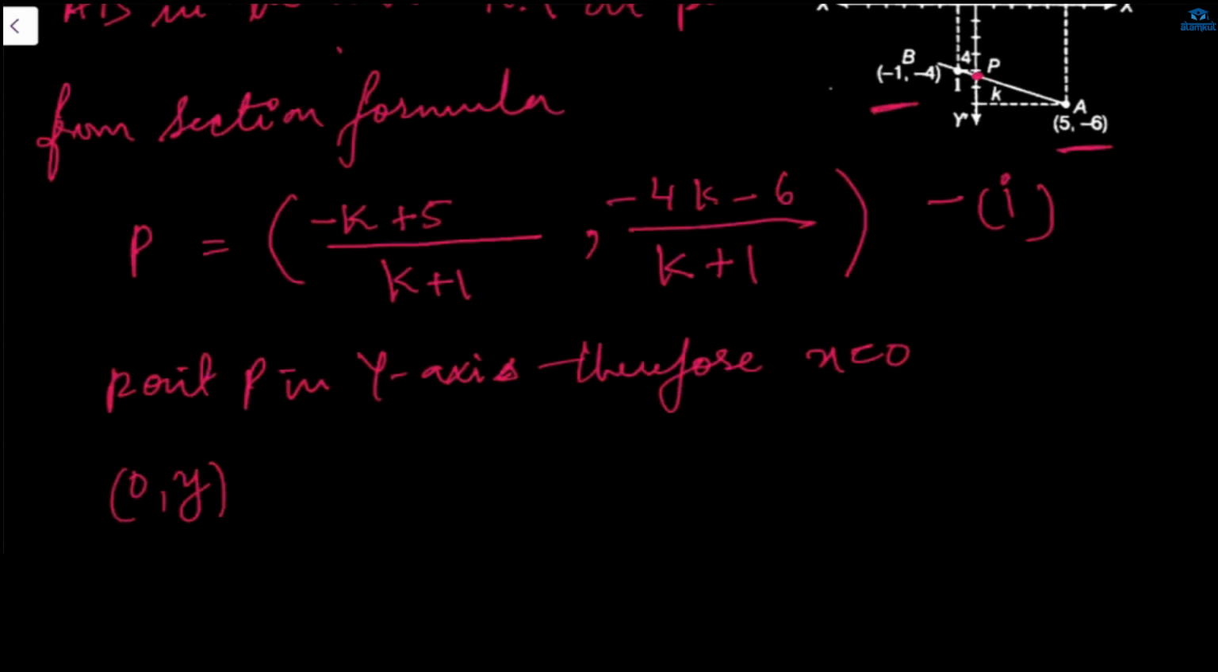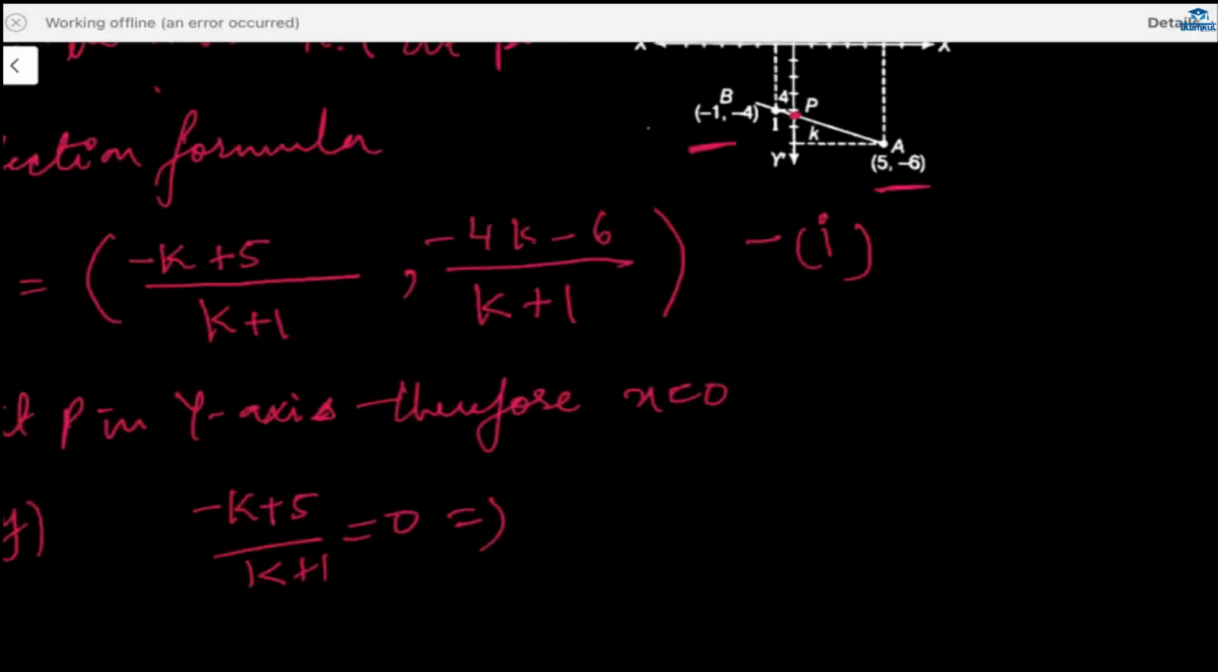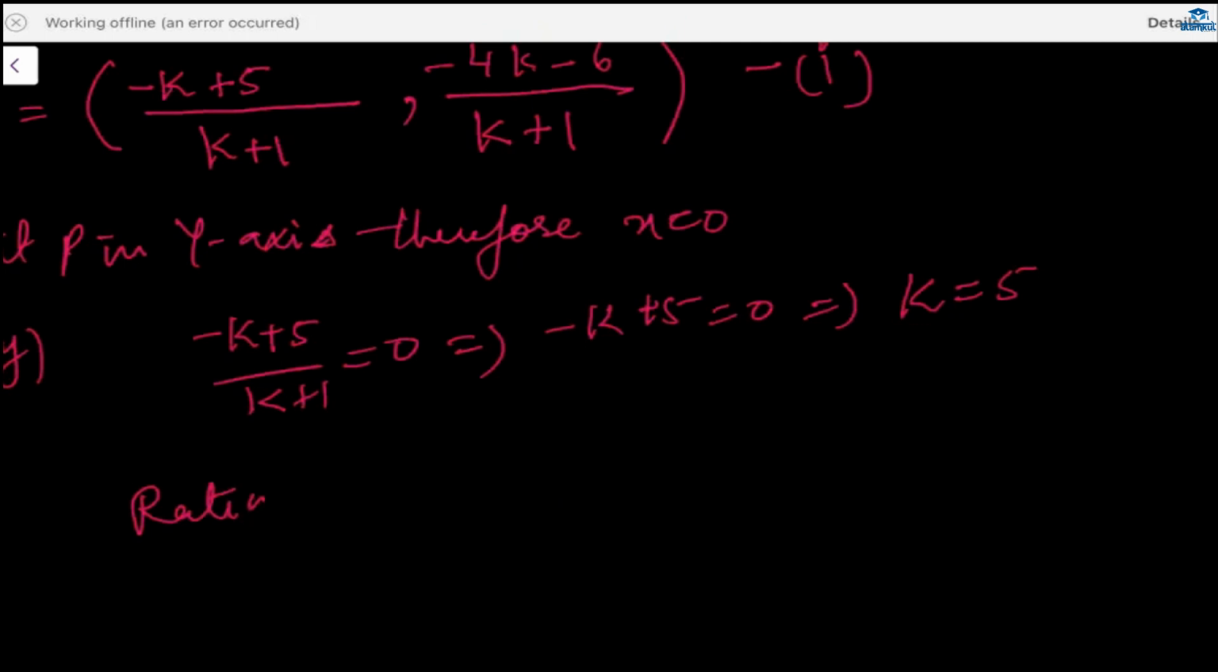Now we are going to compare the x coordinate with 0. So what do we get? Minus k plus 5 upon k plus 1 is equal to 0. That implies we cross multiply and we get minus k plus 5 is equal to 0, which implies that k is equal to 5. So we have got the ratio as k is to 1.